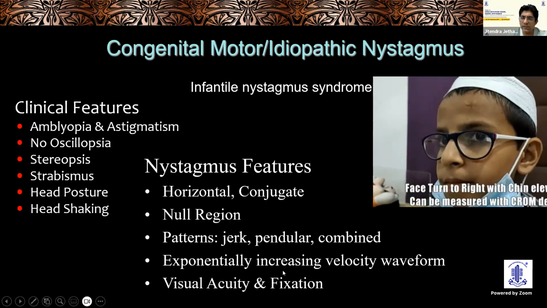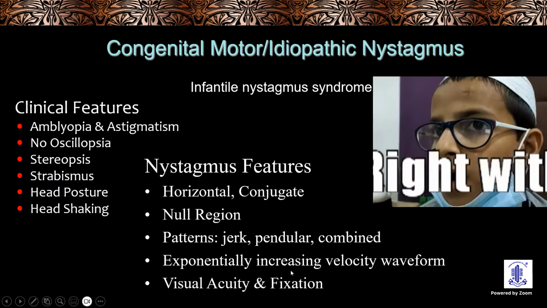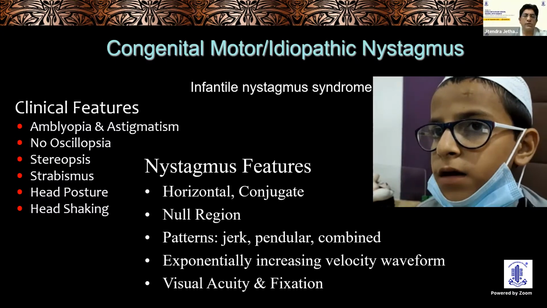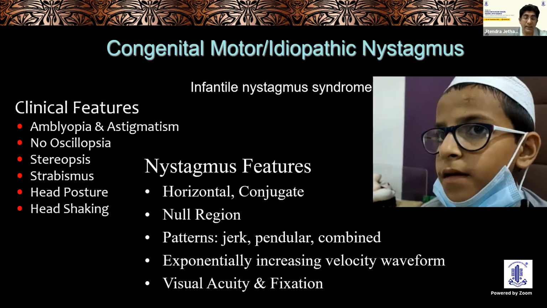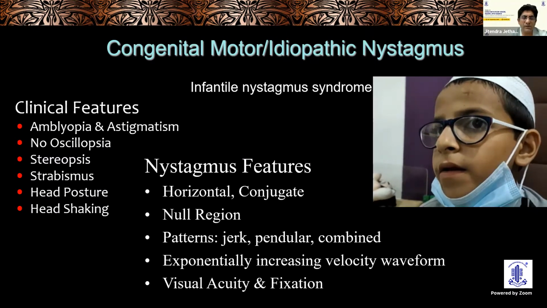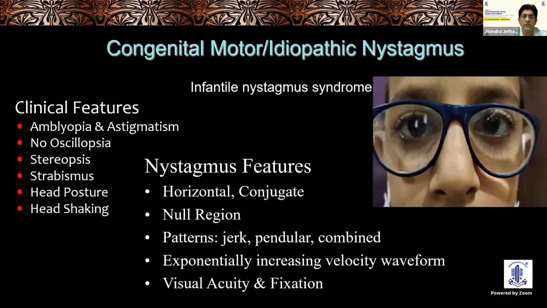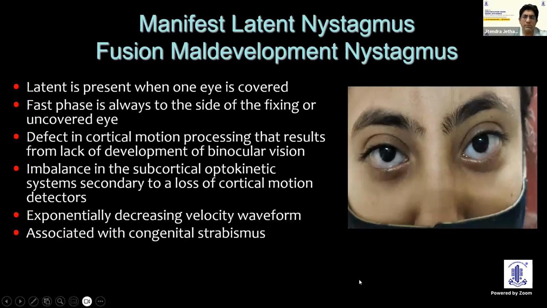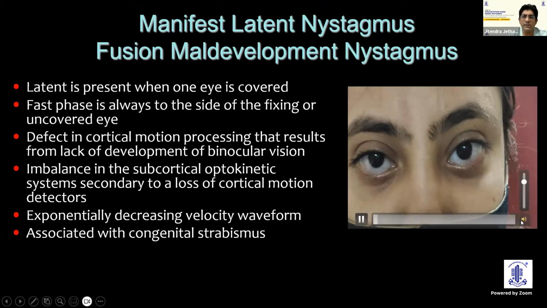Most important is that the slow phase will have an increasing velocity waveform. This is the characteristic differentiating feature between infantile nystagmus syndrome and fusion maldevelopment nystagmus. The visual acuity may be very good, and the fixation or the expanded nystagmus function may be high. And this is a typical fusion maldevelopment nystagmus.